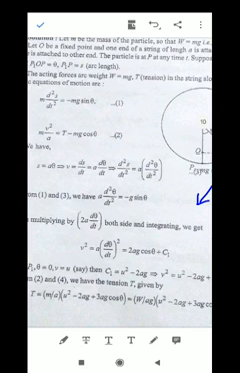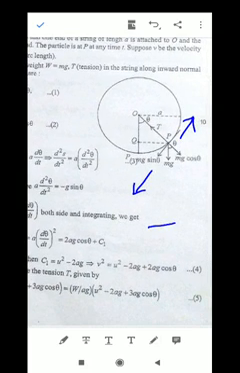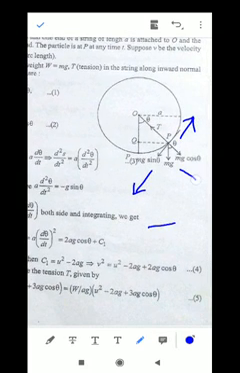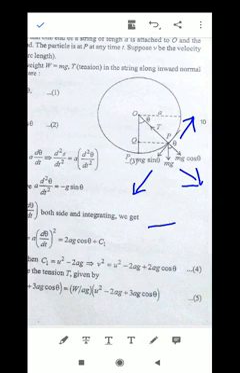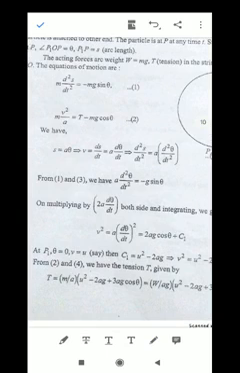Now the normal component: mv square upon a equal to T minus mg cos theta, where T is the tension along the normal direction, and mg cos theta is the component of weight along this direction. Also we have s equal to a theta. s is the arc length, a is the radius and theta is the angle.